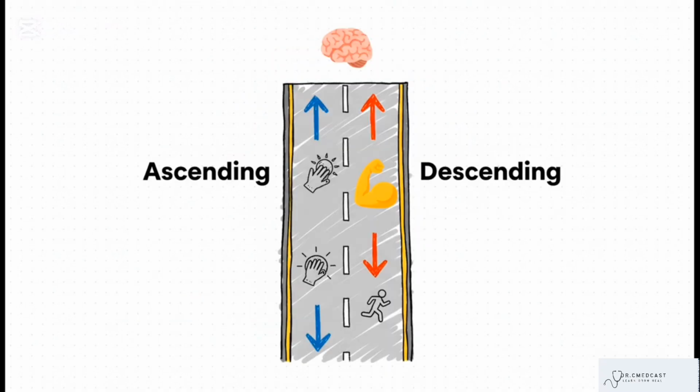And this highway is definitely not a one-way street. We've got constant, heavy, two-way traffic. You've got your ascending pathways. Think of them as the northbound lanes. They're carrying all the sensory information up to the brain. You know, what you touch, feel, the temperature. Then you've got your descending pathways, the southbound lanes, carrying all the commands from the brain out to your muscles, like move your hand or start walking.